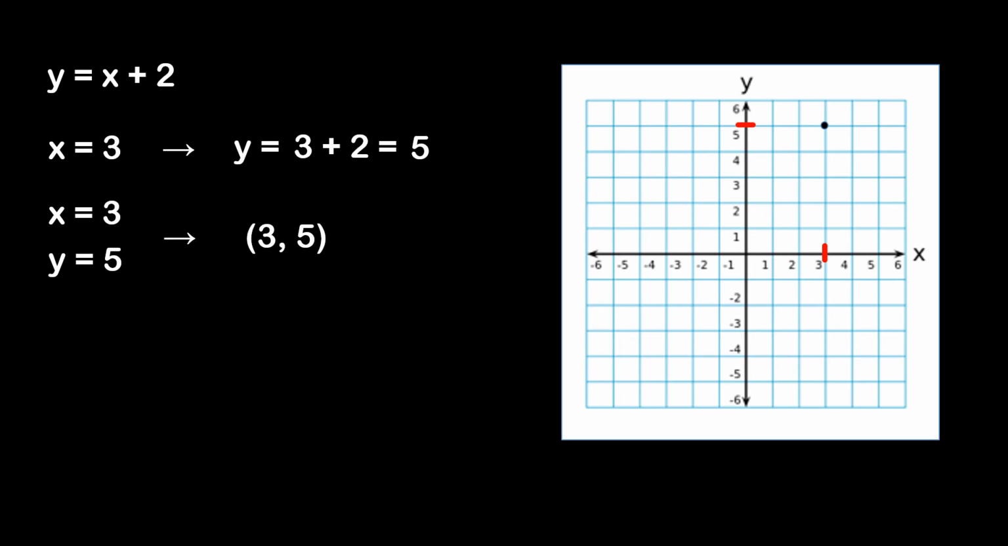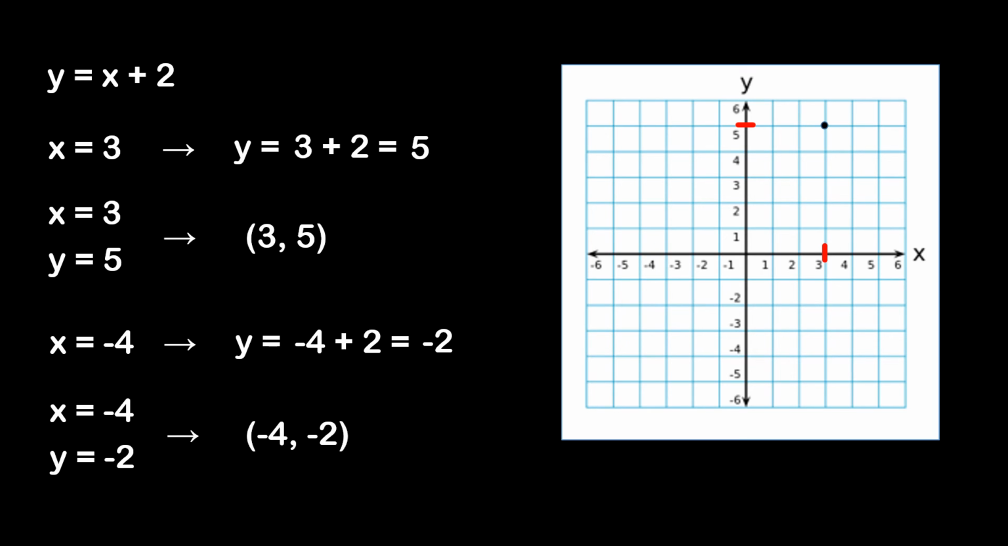We could do another input. We could try x is equal to negative 4. We never said we can't use negative numbers. Negative numbers are fine. We could use x is equal to negative 4. That would give us y is negative 4 plus 2, which is negative 2. So for an input of x is equal to negative 4, we get an output of y is equal to negative 2. And once again, we could write that as a coordinate pair with (negative 4, negative 2).